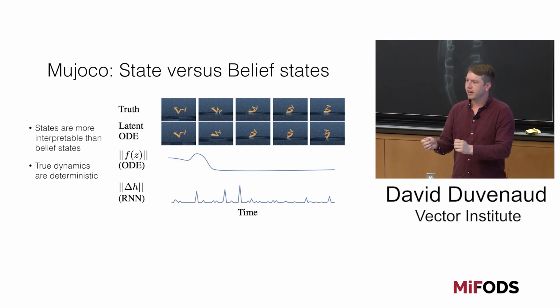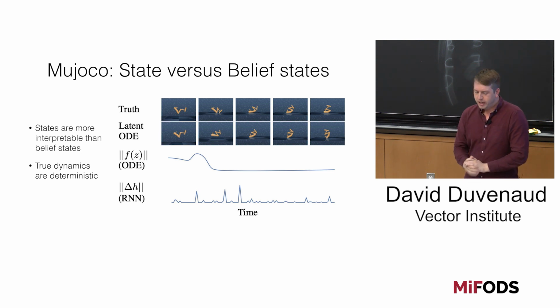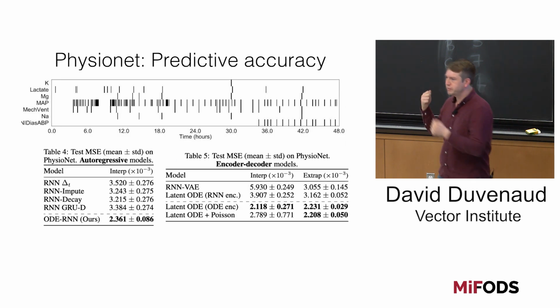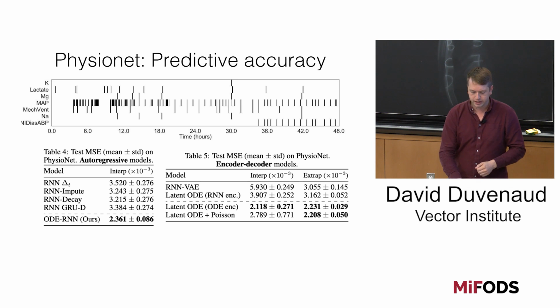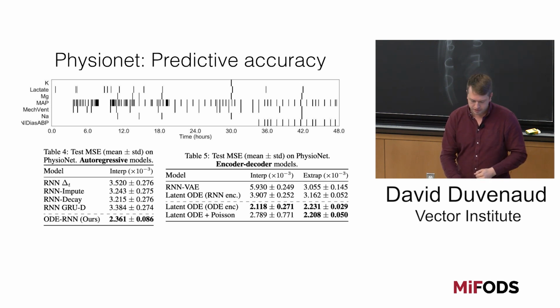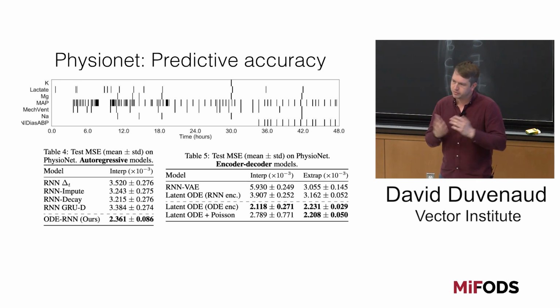Okay, any more questions? So this works really well on a truly deterministic system. Let's go back to the system we actually wanted to deal with, this ICU data set. We were able to do better than standard RNN-based models. We tried the RNN GRU-D from David Sontag, which also worked pretty well. I would say this is a pretty good model.